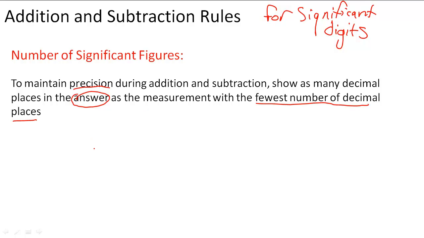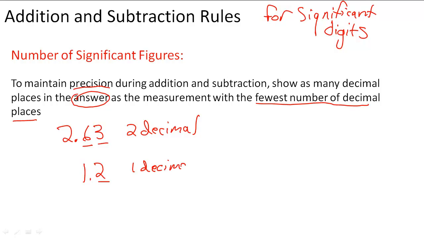So here, what we have to do is first figure out what they mean by decimal places. If I write 2.63, this number has 2 decimal places, 1, 2. Notice after the decimal point, that's when I start counting decimal places. So I have 2 decimal places here. If I write something like 1.2, I have 1 decimal place. So that makes this important.